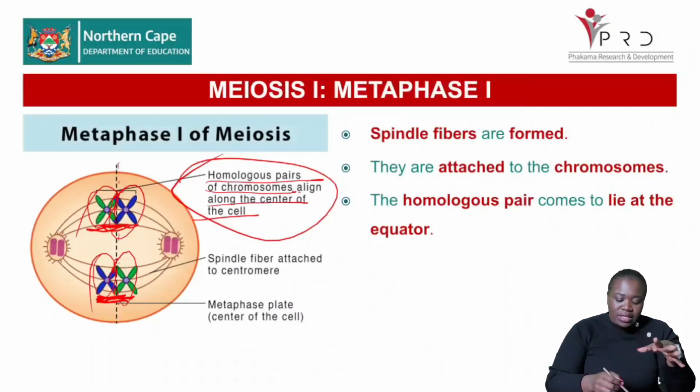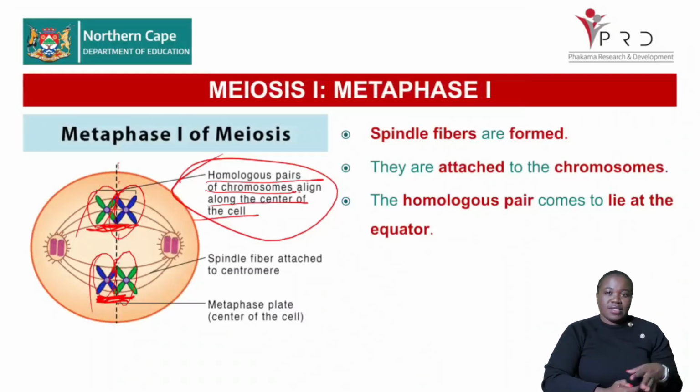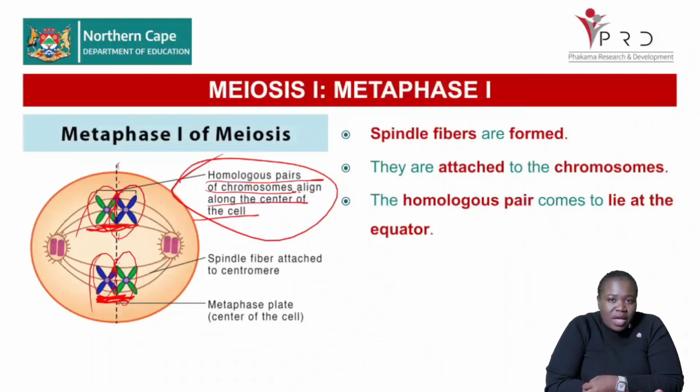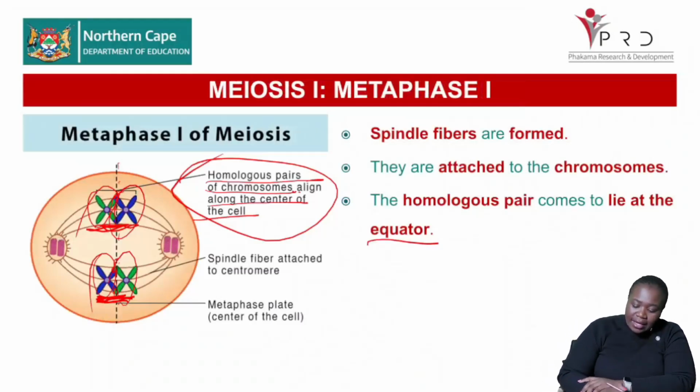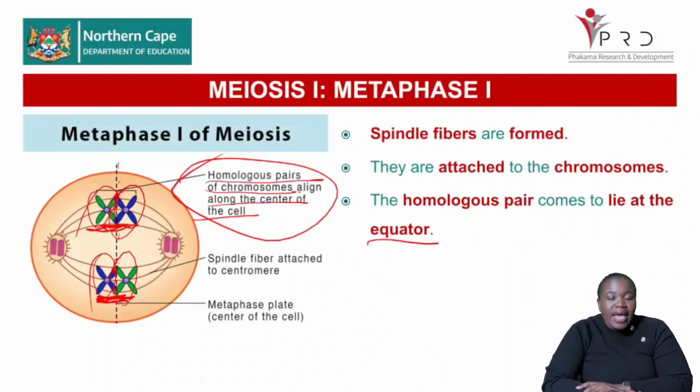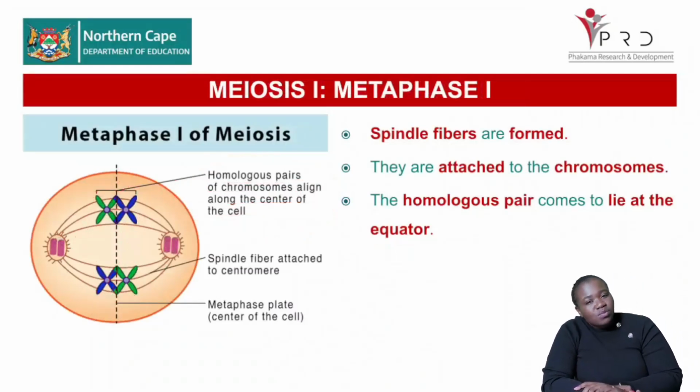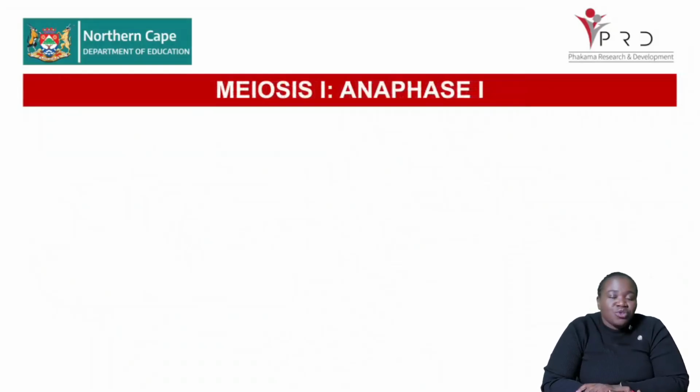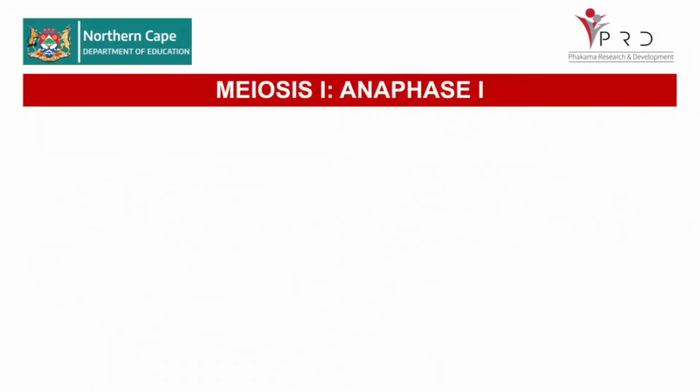Remember, this is just us using 4 chromosomes as an example, but in real life, in humans, this will be happening with 46 chromosomes or 23 pairs of chromosomes, right? So they're going to lie at the equator in homologous pairs, and that will be random. So the random arrangement of chromosomes at the equator of the cell during metaphase allows for the cells produced to be genetically different once more, right?